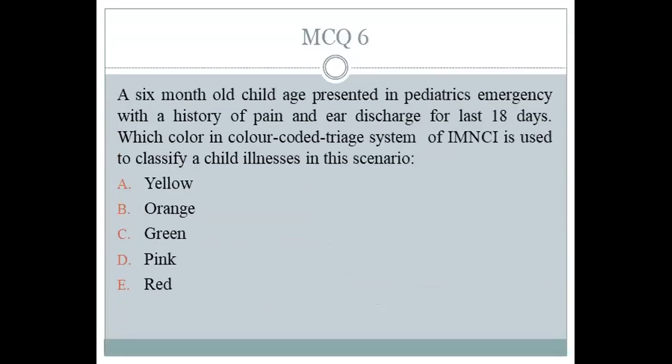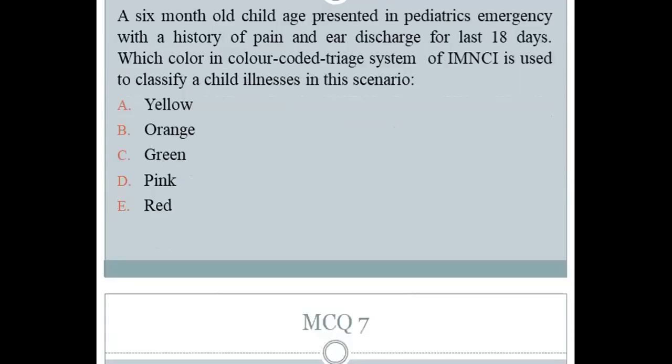A 6-month-old infant child presented in pediatric emergency with history of pain and ear discharge for more than 18 days. Which color coding system is used to classify: yellow, orange, green, pink, or red? Yellow, because it is more than 14 days, which includes no ear infection, not severe infection, but when it is less than 14 days, it includes severe ear infection, which is treated according to pink.